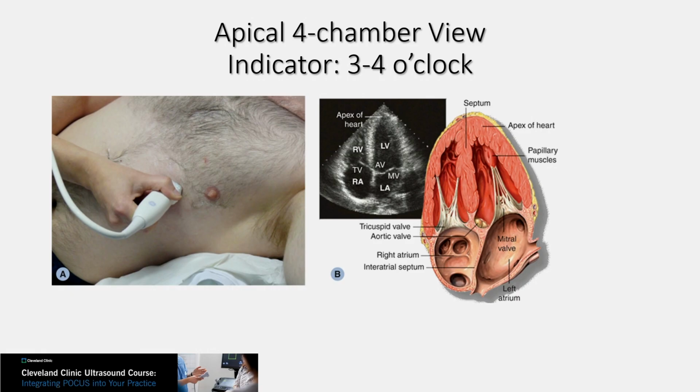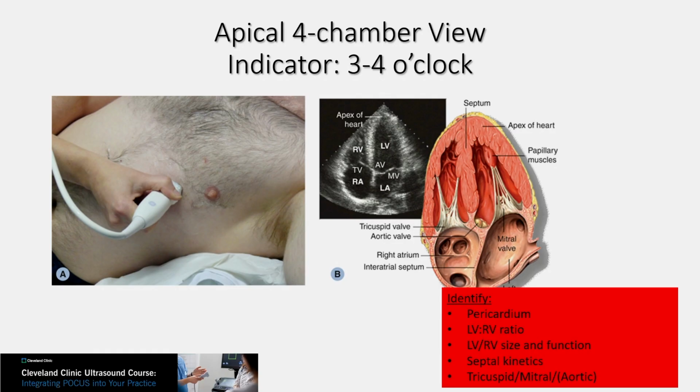One of the most important views in critical care echo assessment is the apical four-chamber view. This view is obtained by having the probe at the apical impulse point. It's usually found right below the nipple at 5th or 6th intercostal space. The indicator is pointing towards the 3 o'clock or 4 o'clock position.